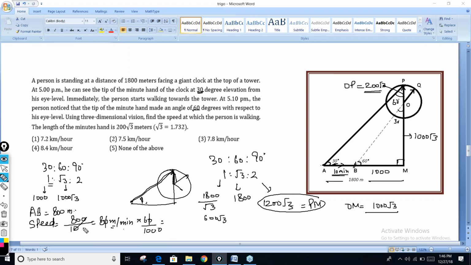That is 80 meter per minute. So two decimals will be cancelled out. The answer is 48 upon 10, which is 4.8 kilometer per hour. But I made some mistake because the answer was, I think, 8.4 kilometer per hour.